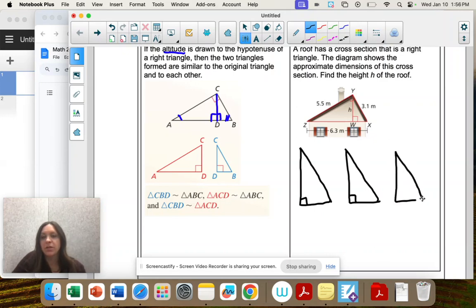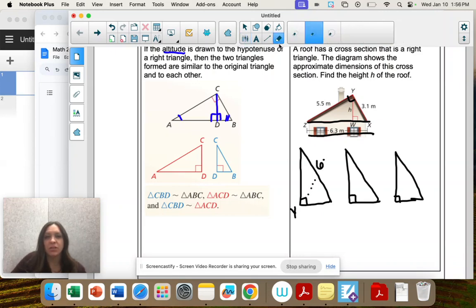Okay, so there's always the big right triangle, our starting one right here. Y is the right angle. And the hypotenuse goes all the way across right here, 6.3. I always start with the hypotenuse. It's the easiest side to find. That's always the one I label first, 6.3. And then whenever we have a right triangle, remember there's a short leg and a long leg. So the short leg is 3.1 and the long leg is 5.5.